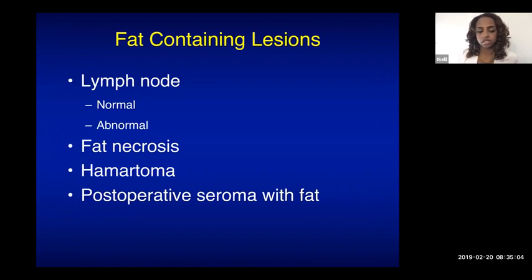Fat necrosis is another fat-containing lesion. We saw an example earlier with the rim-enhancing lesions centrally following the fat signal on all sequences. Hamartoma can contain fat, so that could present as a fat-containing lesion, or a postoperative seroma can contain fat.